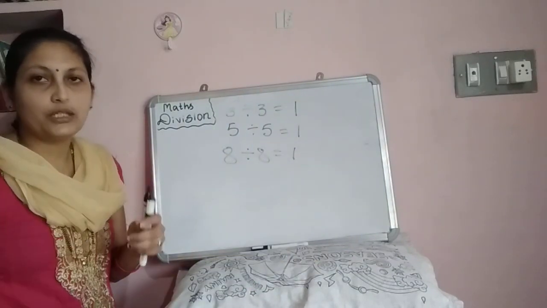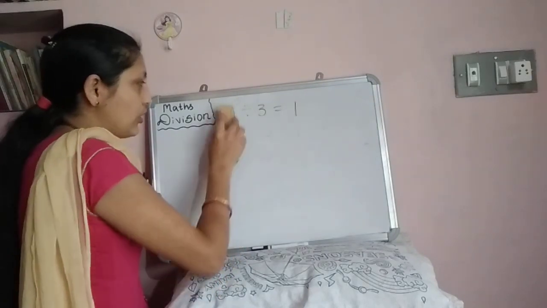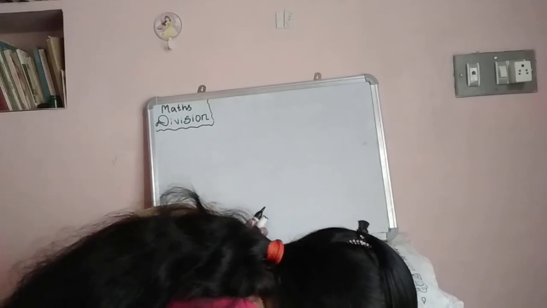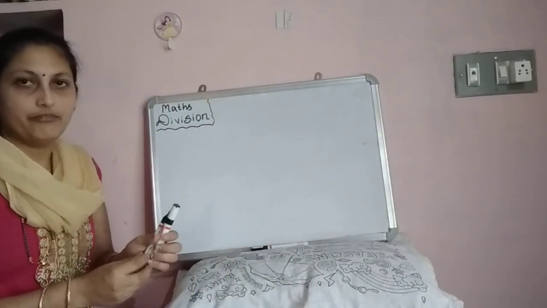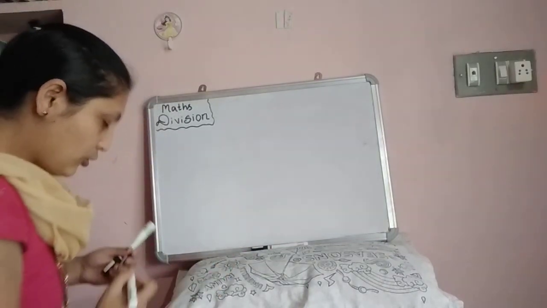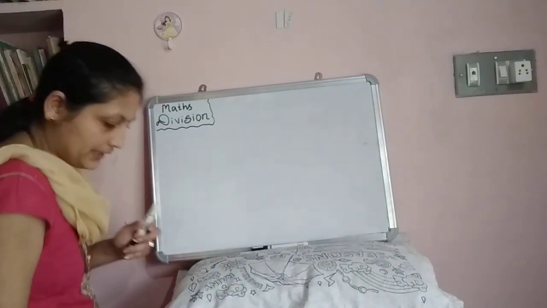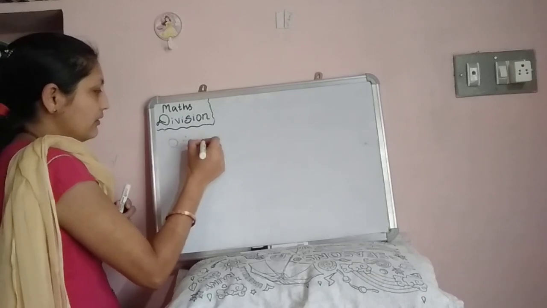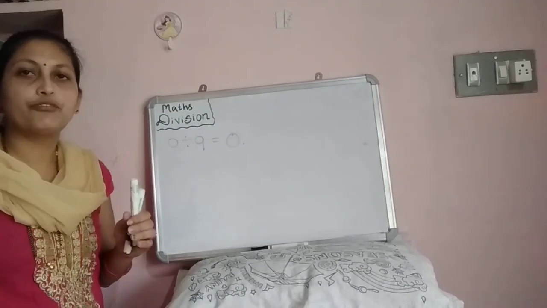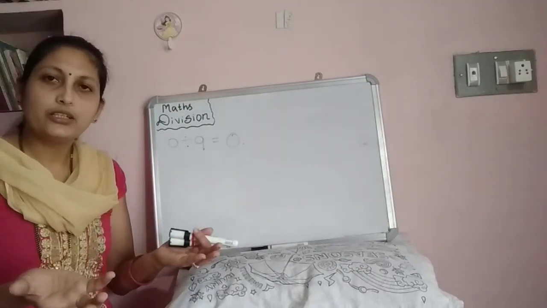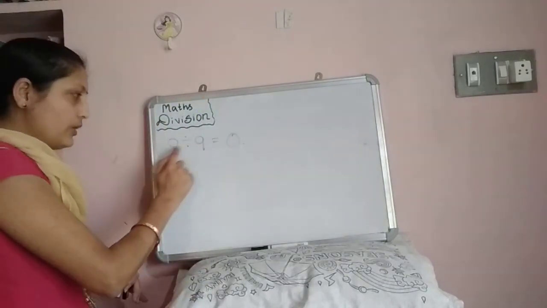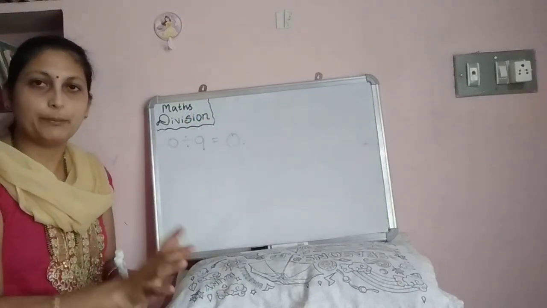Next, division by 0 is not possible. Okay, division by 0 is not possible. Next, dividing 0 by a number. When you divide 0 by a number, what will you get? When 0 is divided by a number, that is 0 divided by 9, it is equal to 0. This means you have 0 things and you are sharing among 9. What do they get? You don't have anything, so what do they get? They will not get anything. So that is 0. Okay. When 0 is divided by a number, the answer will be 0.